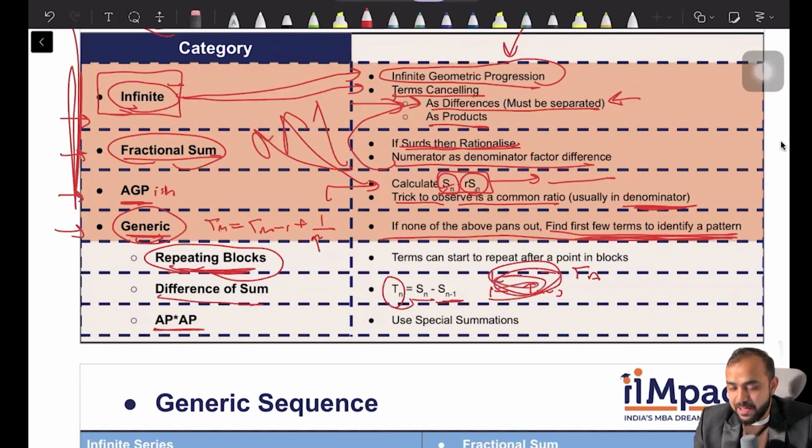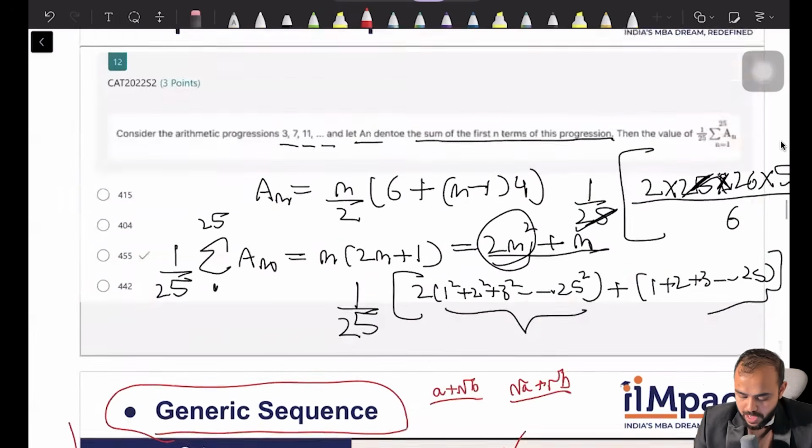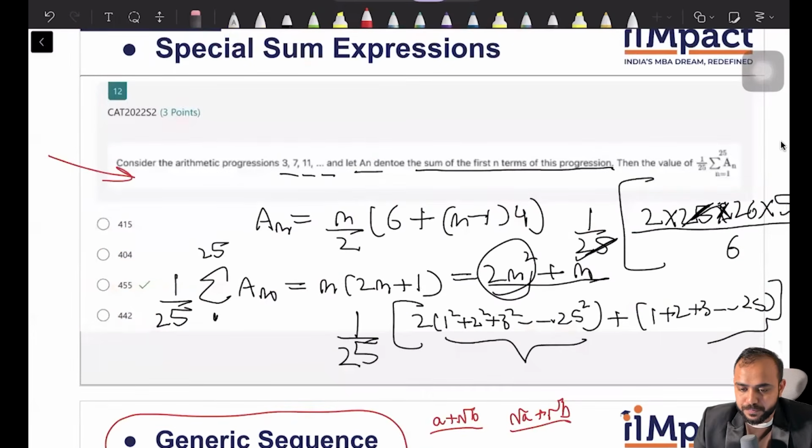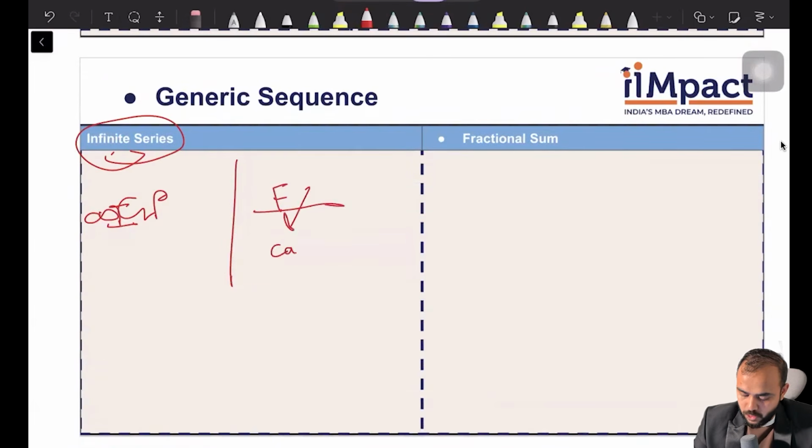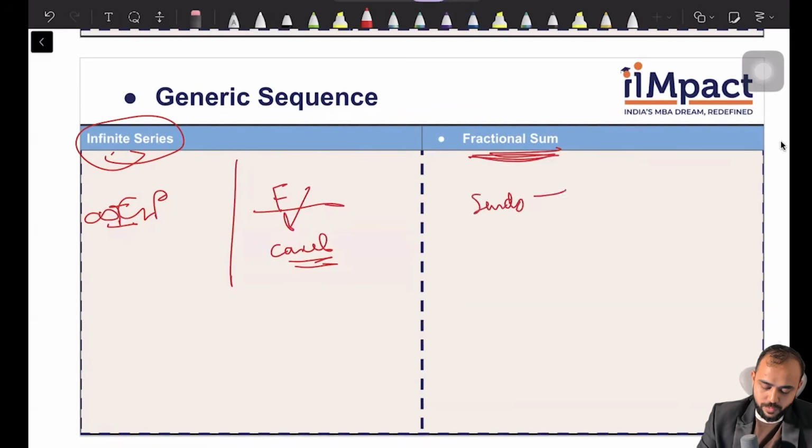And finally, you can have a situation where you have AP into AP. The thing you will have to first notice is that, boss, this is an AP into AP, and then you will quickly realize I can find the Tn value, and the Tn value will be made up of n and n squared, for which I know the sum. How? Like this. All right. So infinite series we have covered. You can either have an infinite GP, or you will have something which cancels out. There is no other way to calculate this. Fractional sum, again, if there are surds, you will rationalize.